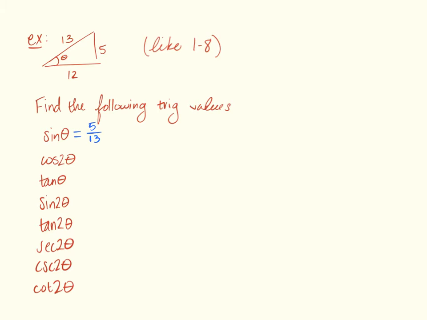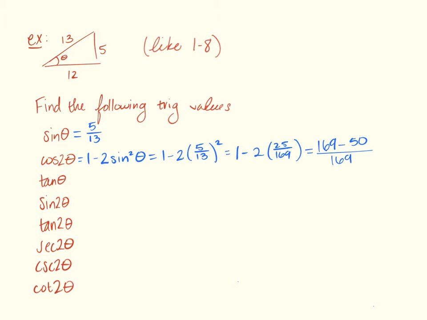For cosine of 2 theta, we have to use one of those formulas. So I'm going to use the third one. So I have 1 minus 2 sine squared of theta, because I know what sine is, right? I've just found sine theta above. So this is going to be 1 minus 2 times 5/13 squared, which is 1 minus 2 times 25 over 169, which is equal to 169 minus 50 over 169, or 119 over 169.